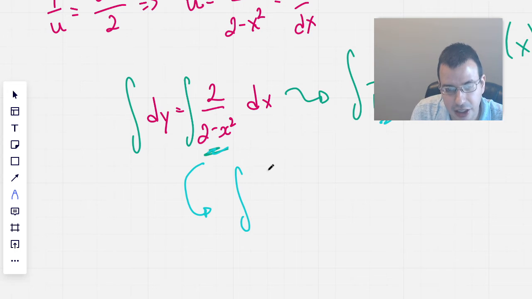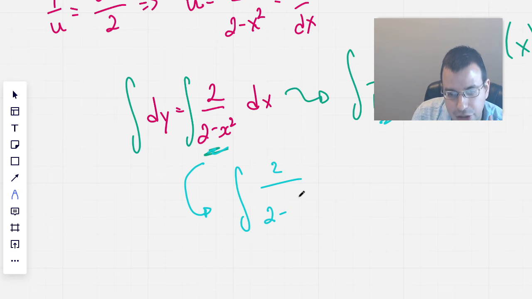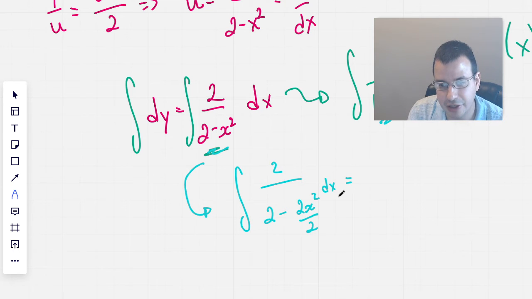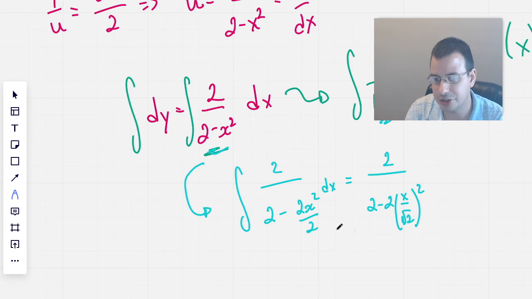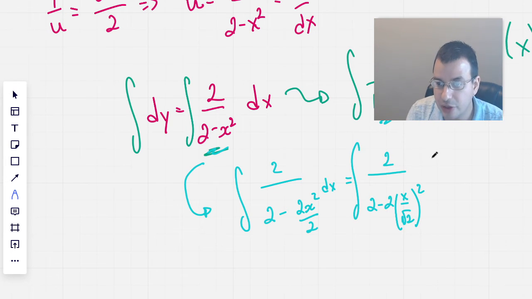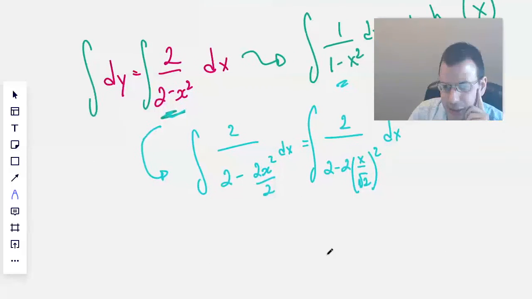So I'm going to say this is the integral of 2 over 2 minus, and I want to get a 2 out front here, so I'll do 2x squared over 2. And then if I want to get this 2 into the square root here, I'm going to have to get this square root. You'll see. So 2 over 2 minus 2x over square root of 2 squared. Because when you distribute this square here down to the square root of 2, it becomes 2, cancels the 2, and that's the same as x squared. So I really haven't actually changed anything. I've just rewritten things a little bit.